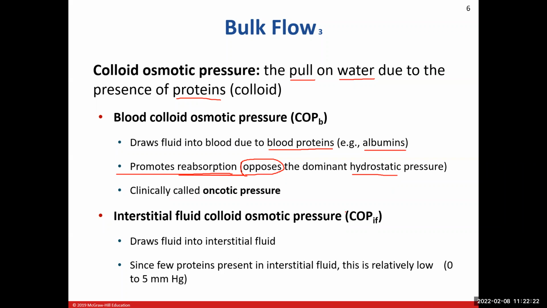Interstitial fluid colloid osmotic pressure. Again, this is the fluid draw that is exerted from the interstitial fluid. The interstitial fluid will have some proteins. Normally, there should be very few. But this is going to be that pull that the interstitial fluid is going to exert on fluid inside the blood vessel. Since we have such a low number of proteins, this value is very low. Look how low it is, 0 to 5 millimeters of mercury. Hardly worth noting, but still have to note it. Not much.